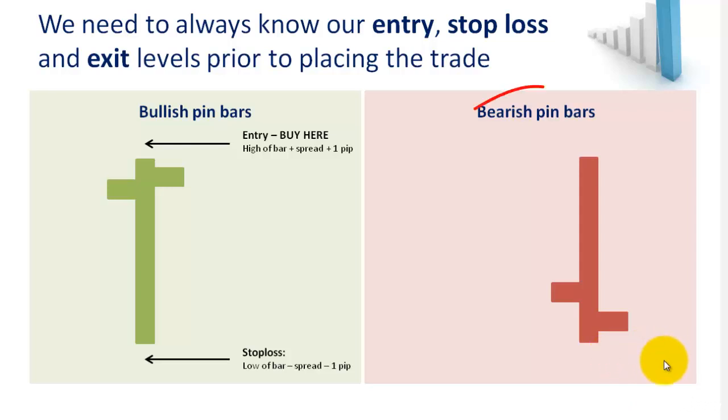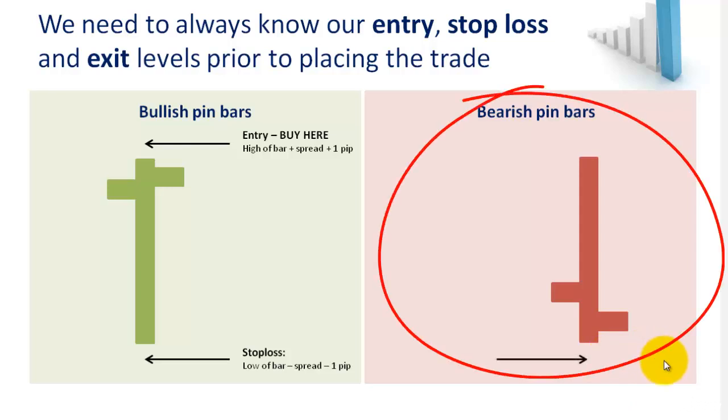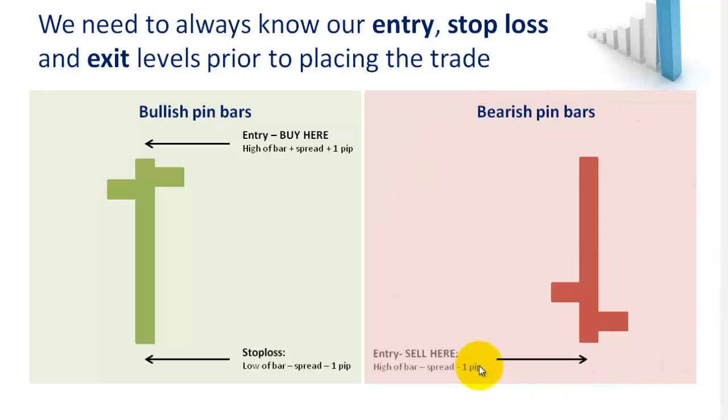And it's the same principle with bearish pin bar reversals here. If we're looking to go short off the back of it, we place our order at the low of the bearish pin bar reversal, minus spread, minus a pip. Conversely, our stop loss goes above the high of the bearish pin bar, plus spread, plus a pip.